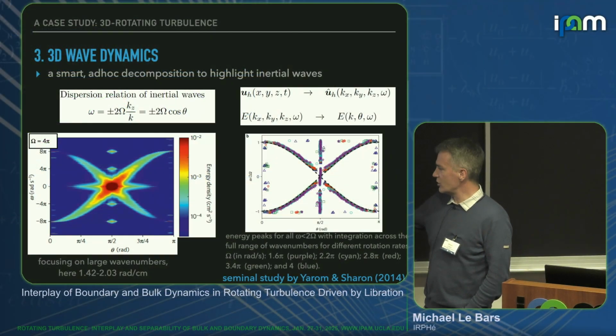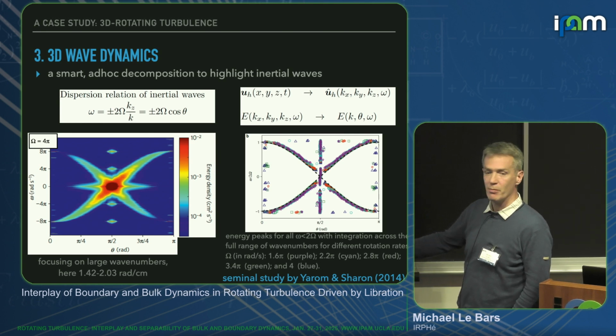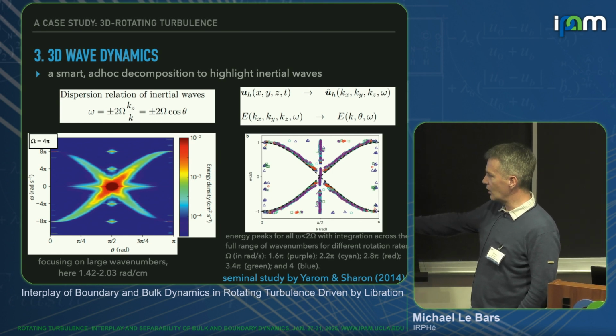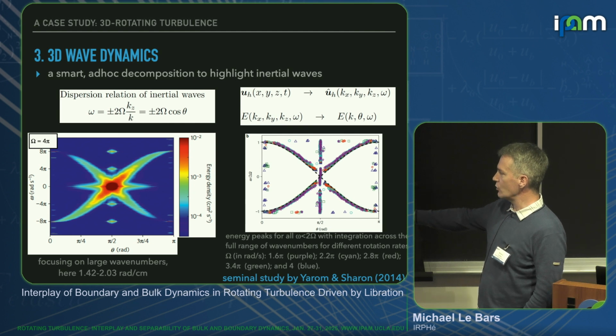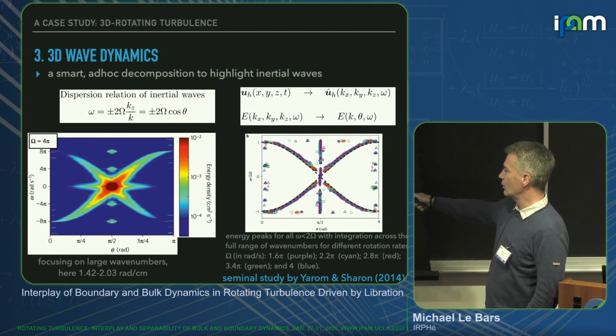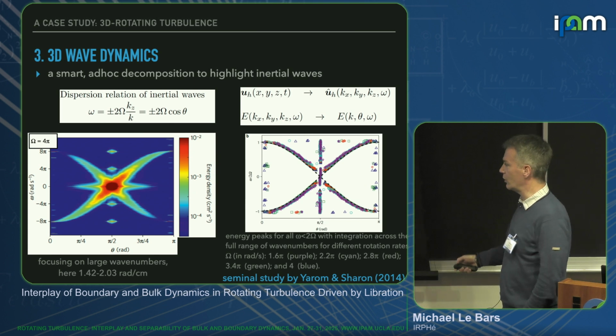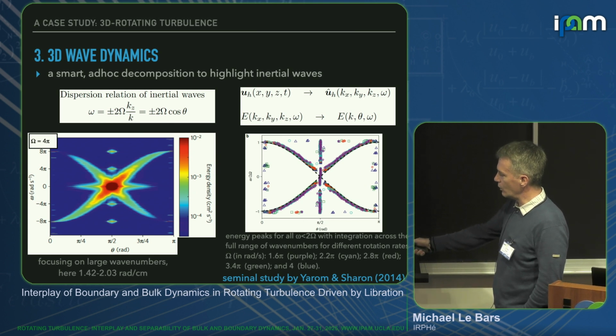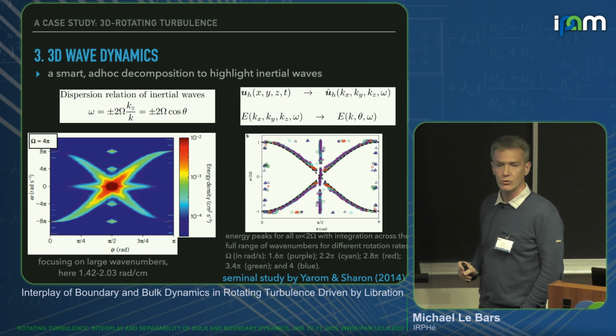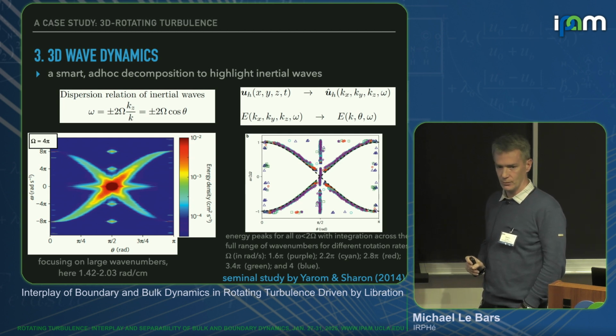So in these graphs, on each line here, they put the maximum of the intensity of the energy spectrum. You see that all the maxima align along the dispersion relation for inertial waves. And you also have a lot of energy here, which corresponds to the geostrophic component.